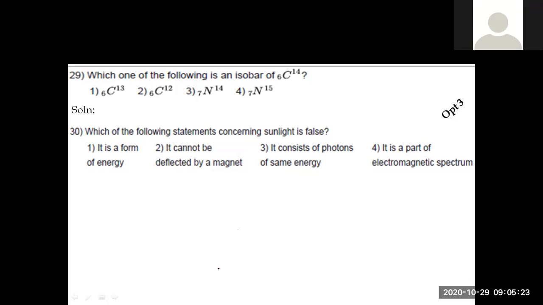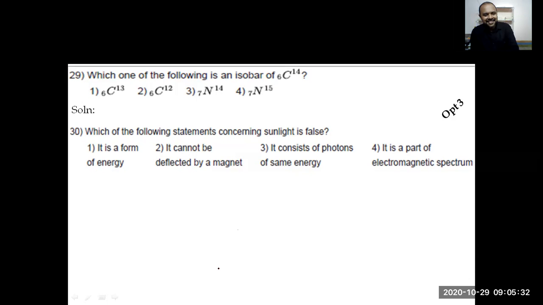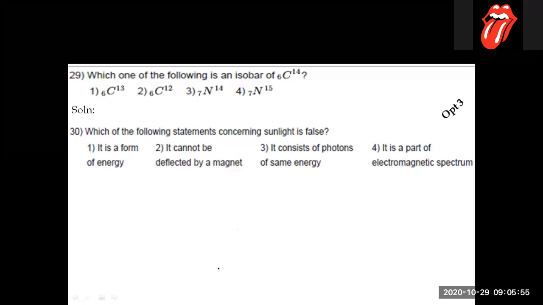Sir, option 3. Option 3 is false. Then remaining things should be correct. First and fourth is correct. Okay. Sir, sunlight cannot be deflected by a magnet is true. How can it be false? Yes, sir, that is true, but we can see that it is a part of electromagnetic spectrum. Because of its spectrum, we have electric field and magnetic field. So because of its wave nature, it should be deflected by magnet. But we know that photons don't have mass, so it should be considered.